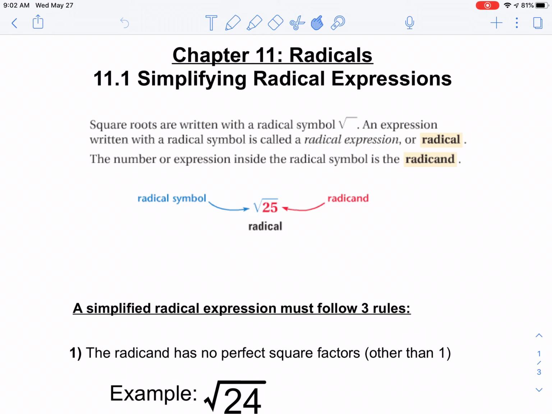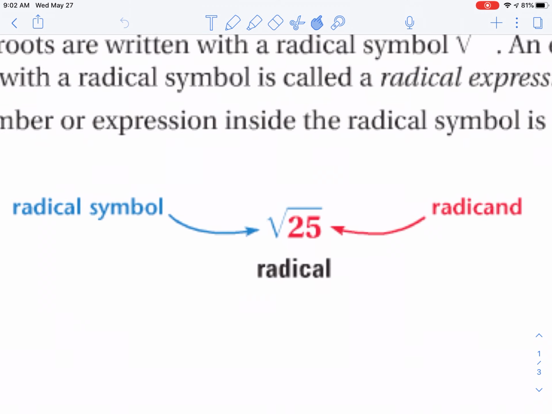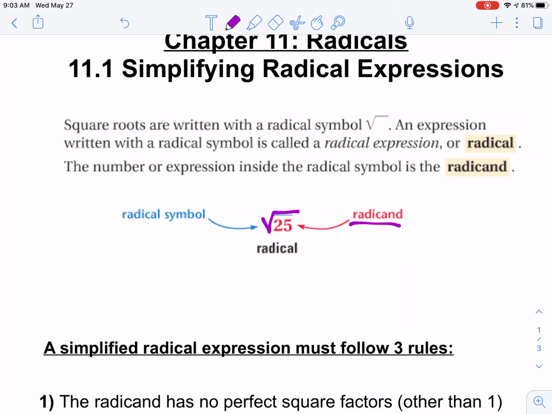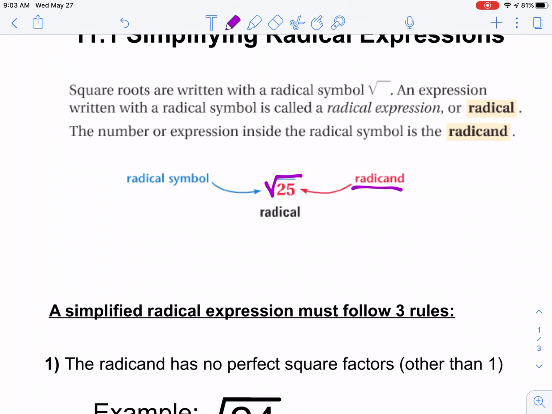So, a radical, for those of you who are not familiar with that term, is basically the square root symbol. The square root symbol, another name for that is called the radical. This thing right here. Okay? That's the radical. The number under the radical is called the radicand. All right? Just in case you see that term somewhere, that's the radicand.